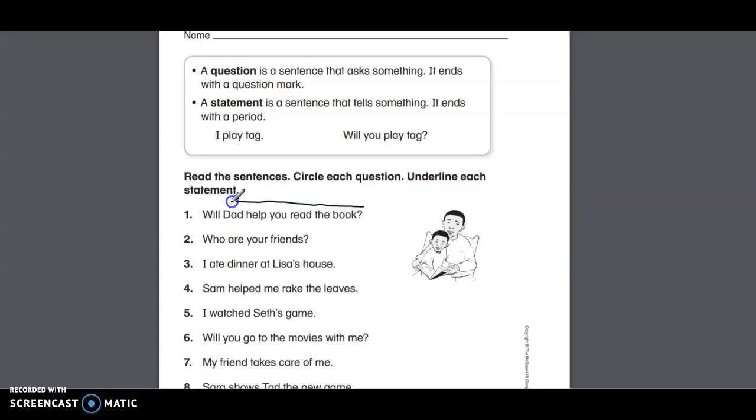So that means that since we have will, and it's a question word, we need to what? Circle the sentence. Do it very neatly, not too big. We don't want to get any other sentence. Make sure you guys are all doing it. And make sure you have your name on your paper.